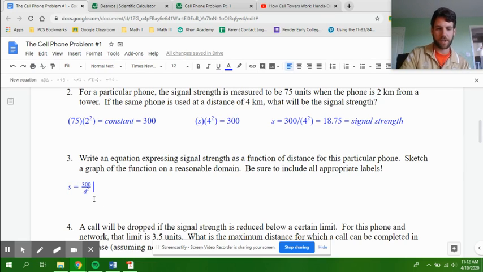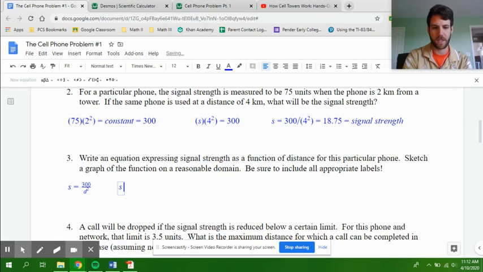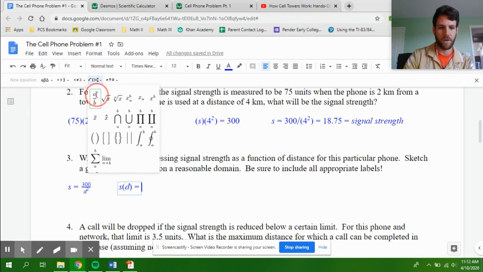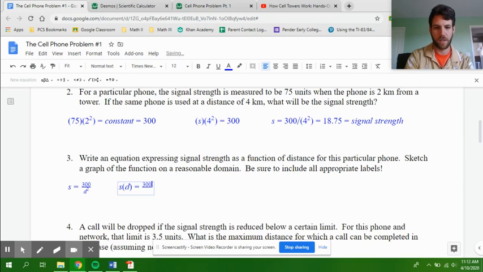We have our equation right there, and if we wanted to use this in function notation, which is a good idea to practice, we would have signal strength as a function of distance, and that is equal to the fraction of 300 being divided by distance squared, as a more technical way of writing it.